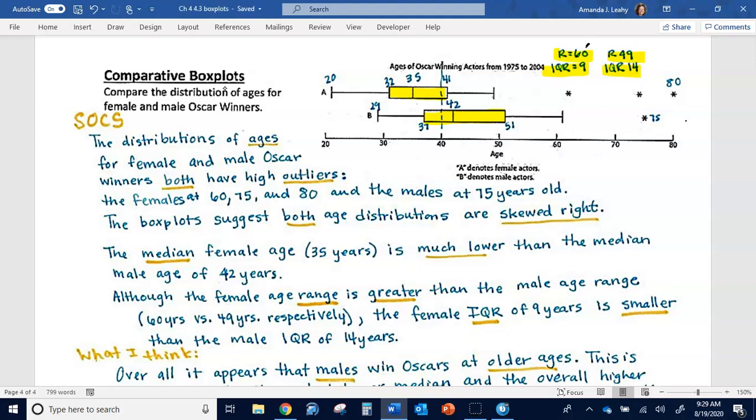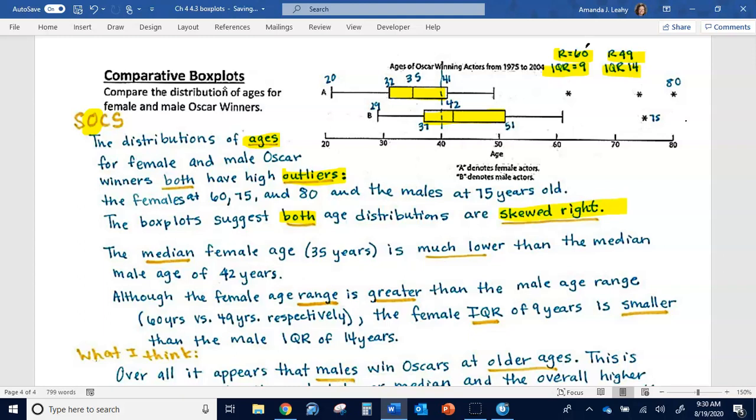Okay, so I'm going to go through and talk about these things. I'm going to go through the SOCS. So I start off with the distribution of ages. There's that variable. There's that context. For female and male Oscar winners, both have high outliers. So I'm going to mention the outliers here because they're very prominent. The females at 60, 70, and 80, using real numbers, and the males at 75. The box plots suggest, weasel, weasel, weasel, that both age distributions are skewed to the right.